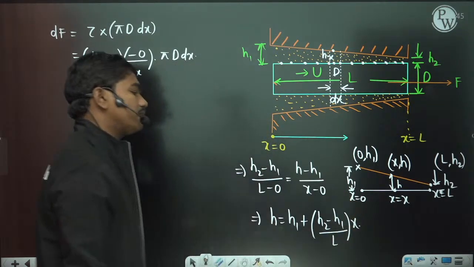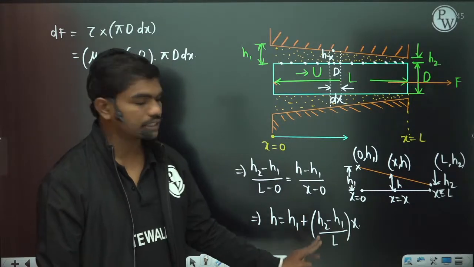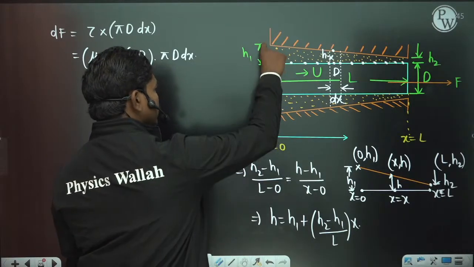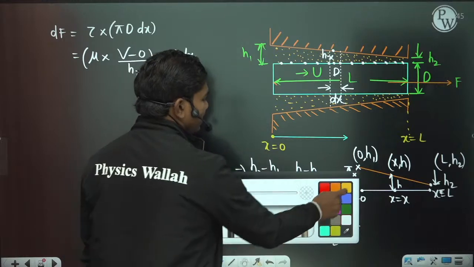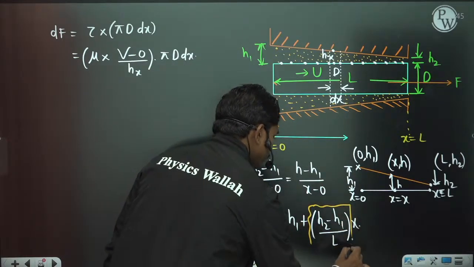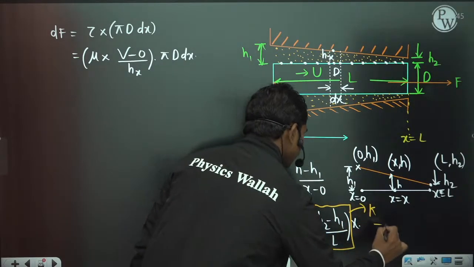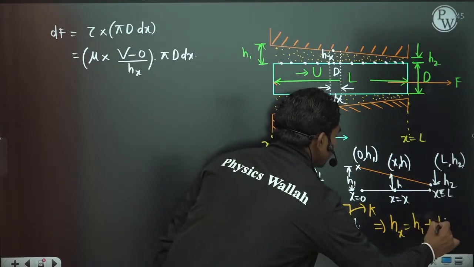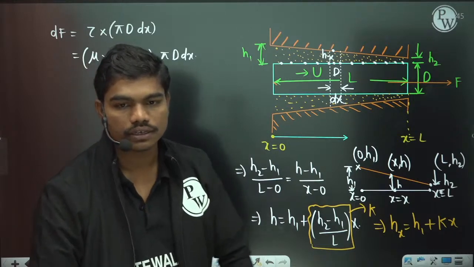This is what you have here. So H1 plus (H2 minus H1) by L into X is what you will get from this equation, if you write the expression for X. Now, H1 is some constant value, H2 is some constant value, and the length of the shaft is also a constant value. So I can take this value as some constant K, let us suppose. So this implies the depth at this section is equal to H1 plus K times X, correct? I can write this as H1 plus K times X.